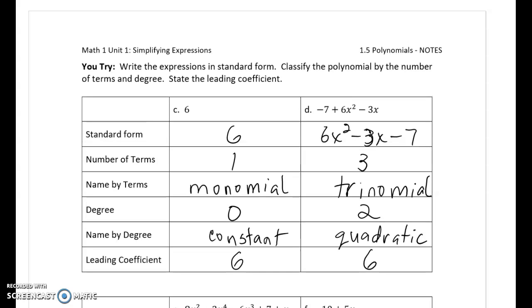All right, let's check your answers to parts C and D. A few things I want to point out, with C being just a 6. When it comes to the degree, if it's just a constant, the degree is always 0. Again, when we talk about a constant, there is no variable involved.